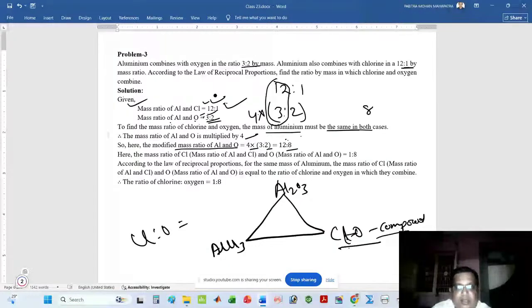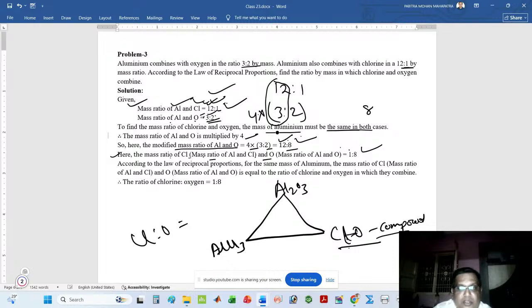In the first case, the ratio of aluminum and chlorine is 12 is to 1. But in the second case, now it is changed and is 12 is to 8. Now look at that. Here aluminum is 12, here aluminum is 12. Now the aluminum is constant. So I can take the ratio of chlorine and oxygen now. Here I can say that the mass ratio of chlorine comes from the mass ratio of aluminum and chlorine, and oxygen comes from the mass ratio of aluminum and oxygen. Simply I can say that the mass ratio of chlorine and oxygen is how much? 1 is to 8. Here 1 represents chlorine, 12 represents aluminum.